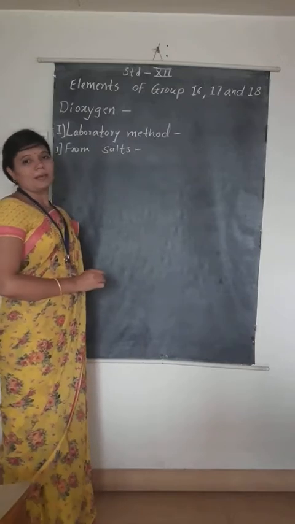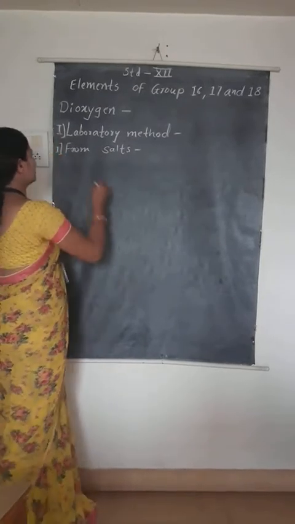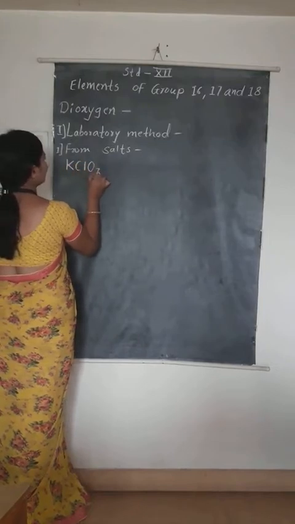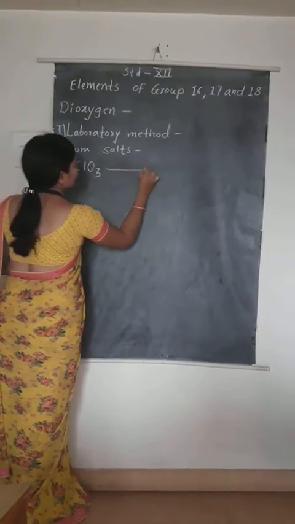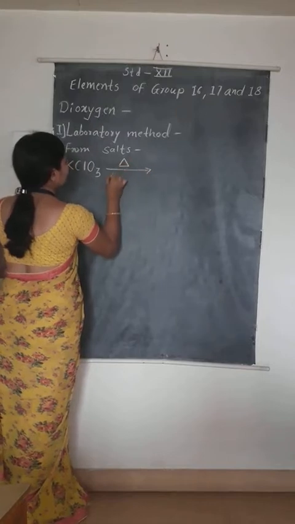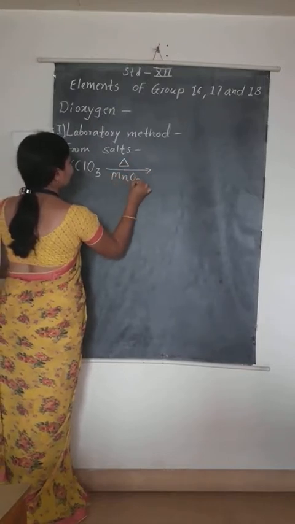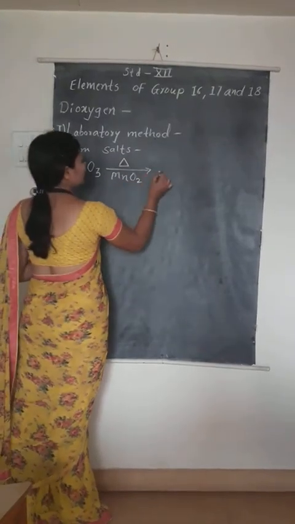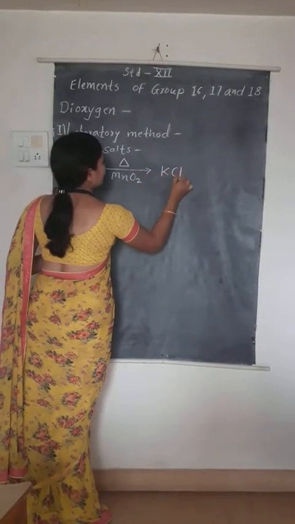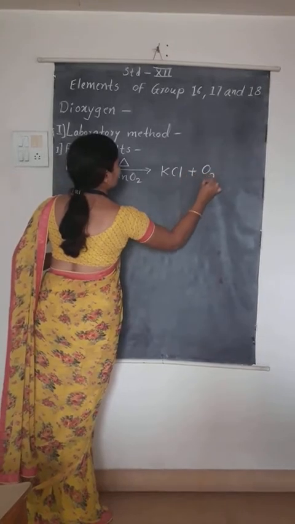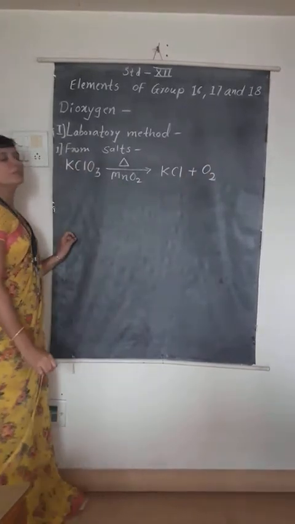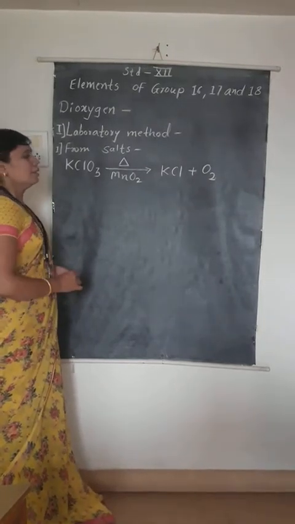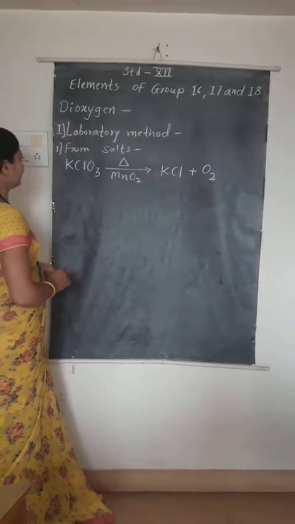We will take the example of potassium chlorate, which is given in the textbook. Potassium chlorate, KClO3, when heated in the presence of manganese dioxide as a catalyst, decomposes to give potassium chloride, and along with this there is formation of dioxygen. We will balance this reaction.